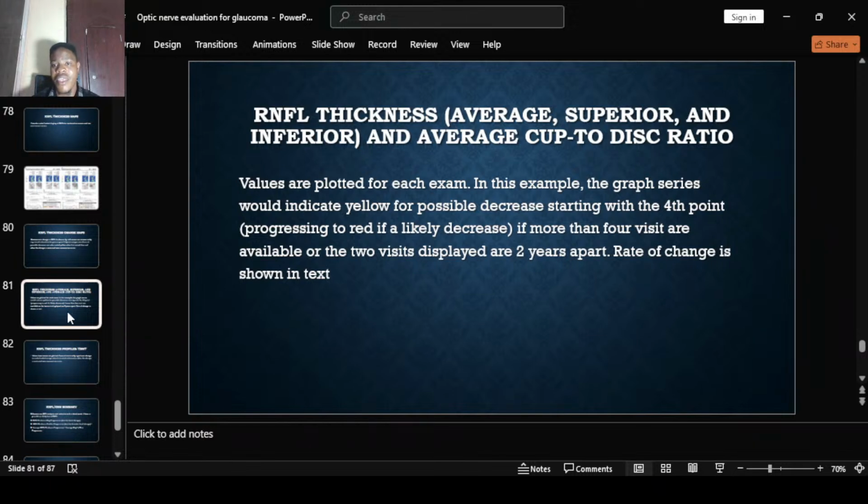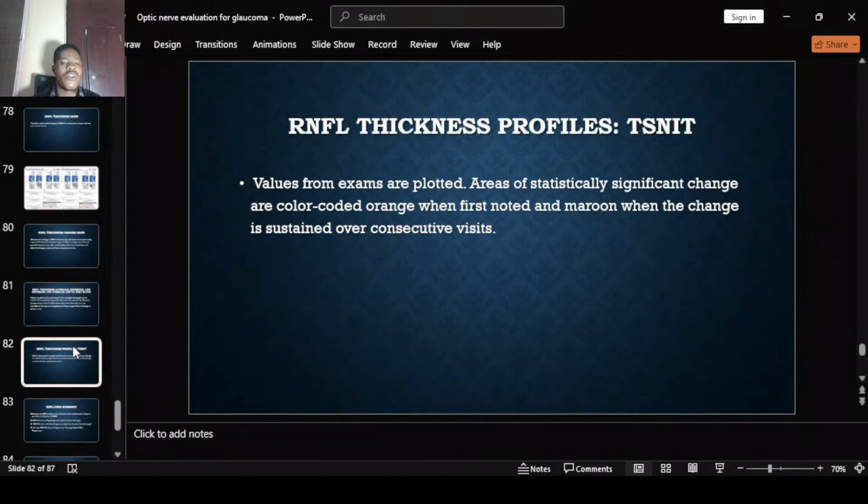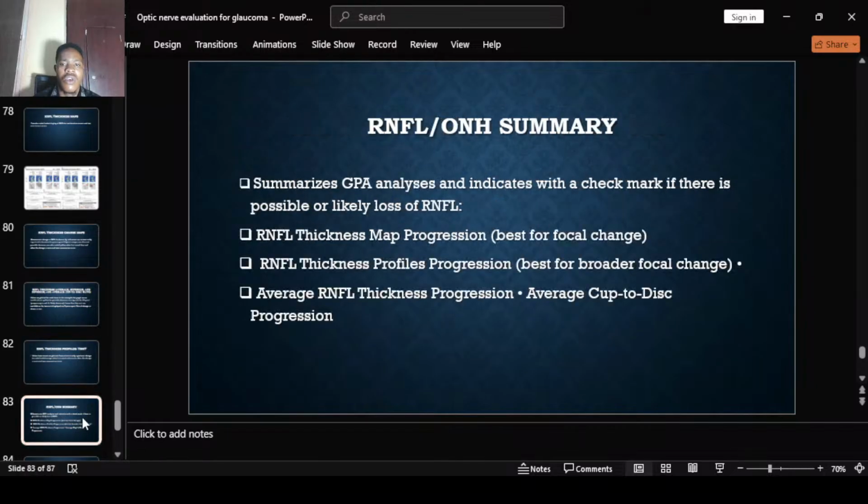In this example, the graph series will indicate yellow for possible decrease starting with the 4th point, progression to red if a likely decrease, if more than 4 visits are available or the 2 visits displayed are 2 years apart. The rate of change is shown in text. So for the thickness profiles, the values from exams are plotted. Areas of statistically significant change are color-coded orange when first noted and maroon when the change is sustained over consecutive visits. So then there is the retinal nerve fiber layer optic nerve head summary.